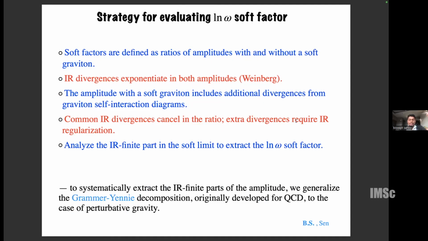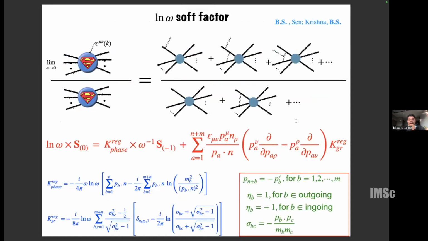And to do all these things step by step and systematically, what we need to do is basically generalize this Grammer decomposition prescription, which has been developed for QCD, like for computing the Sudakov form factor and many other things, to the case of perturbative gravity. And this is what we did, finally analyzing the loop diagrams.